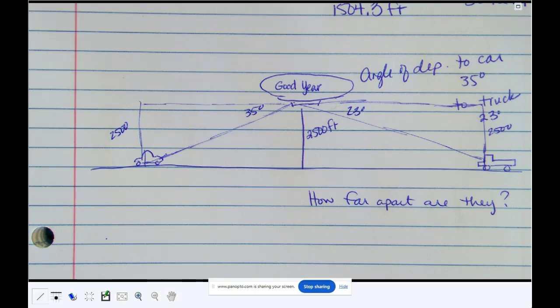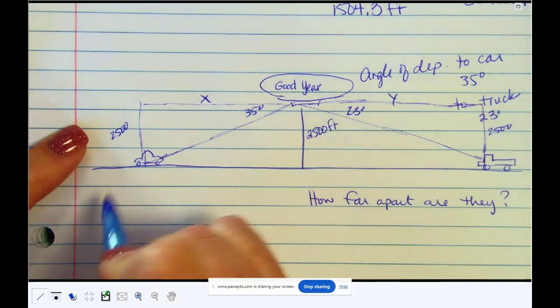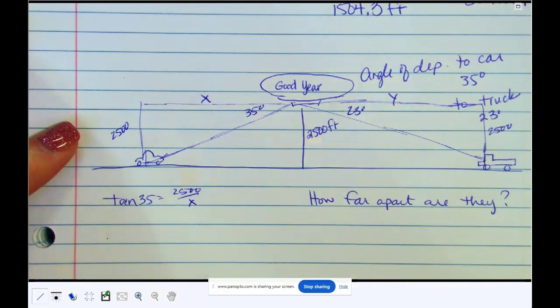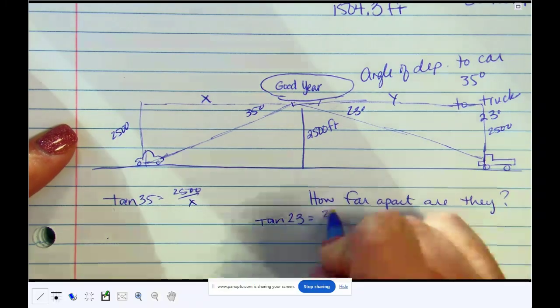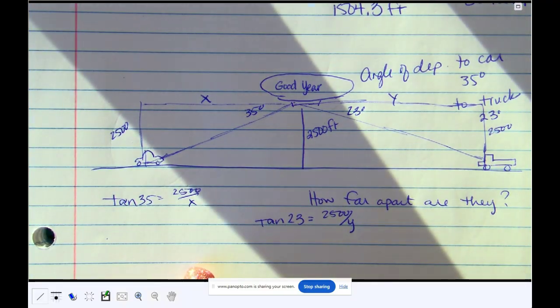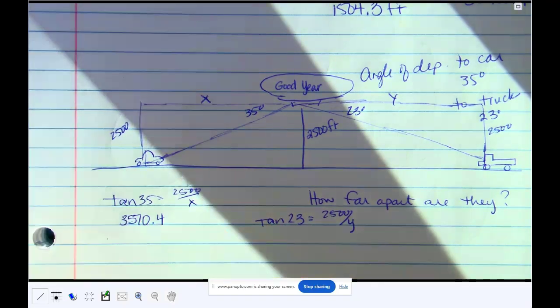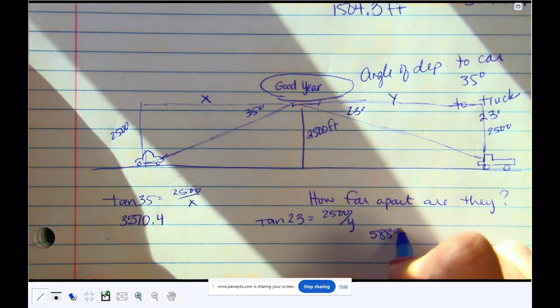So you're looking at this. You want to find this guy, and this guy. So it's tangent again. Tangent of 35 equals opposite over adjacent, and tangent of 23 equals opposite over adjacent. So we're dividing, not multiplying here. So 2,500 divided by tangent of 35 is 3570.4. I definitely got this wrong. How did I do this wrong? I'm literally dividing. What are you dividing? 2,500 by tangent of 23.